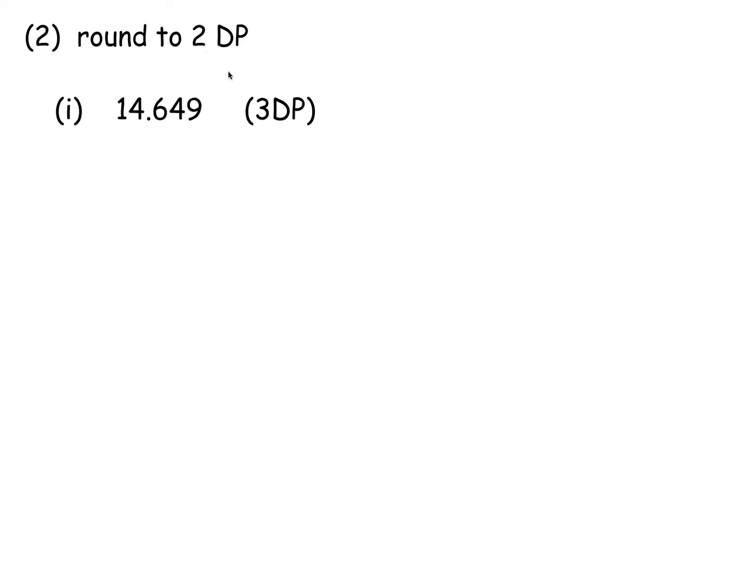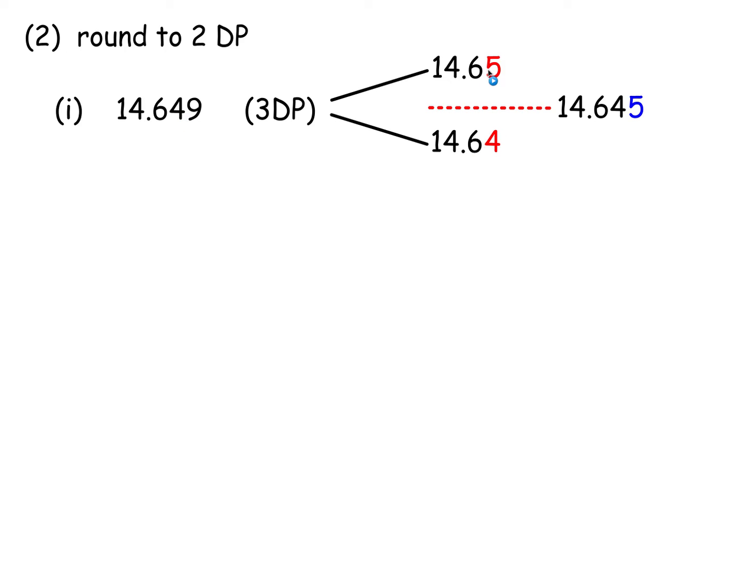So here's the same number. Want to round to 2 decimal places, so the second decimal place is this 4, it's followed by a 9. So you're either going 14.64 or 14.65. The number following the round off position is a 9. 14.649 takes you up here somewhere, just short of 14.65. So it rounds up to 14.65. The 9 made that 4 round up to a 5. So if the number following the round off position is 5 or more, round up. If it's less than 5, round down.